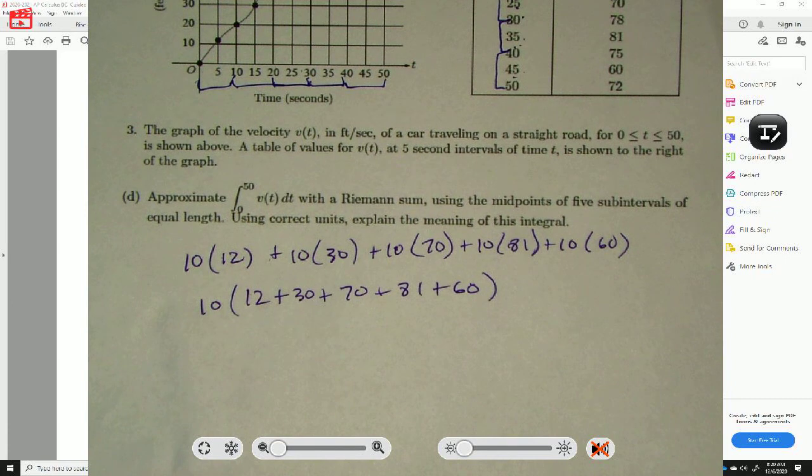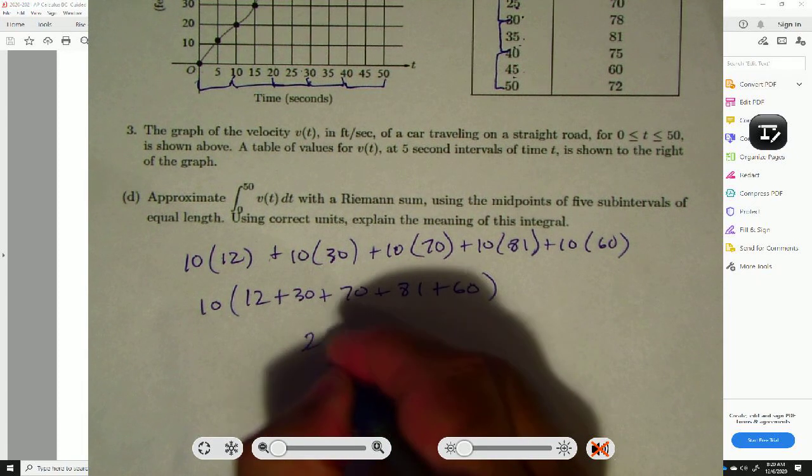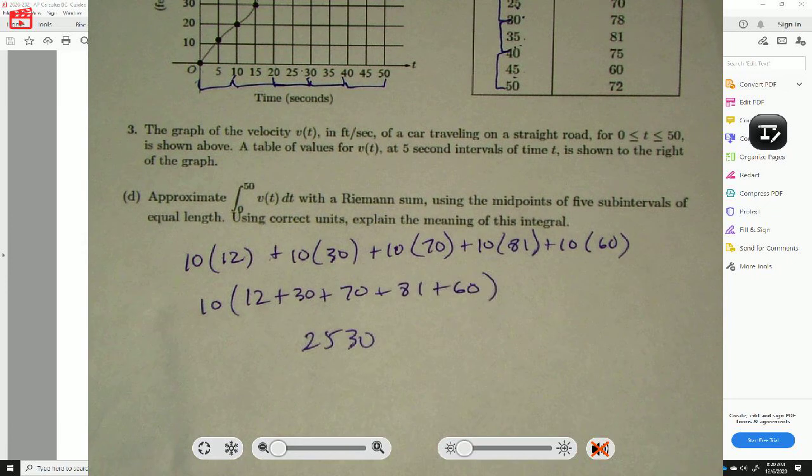So I'm just going to use a calculator if I could find one. Okay. So that's 12 plus 30 plus 70 plus 81 plus 60 makes for 253 times 10, so it's 2,530 square units. Alright, that is it. That is that example. That's using the midpoint technique.